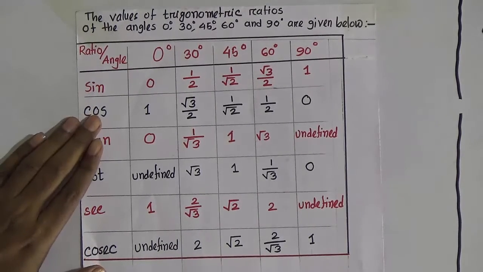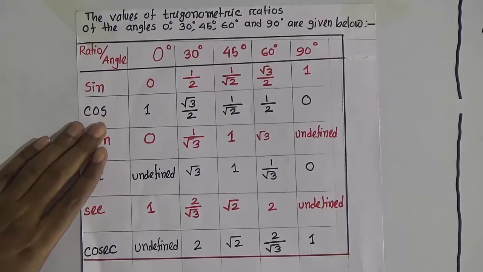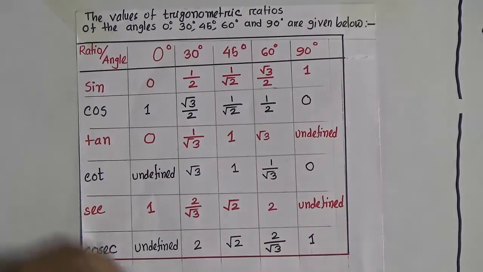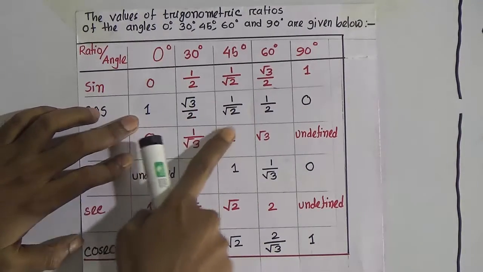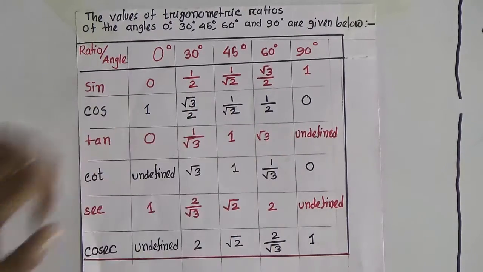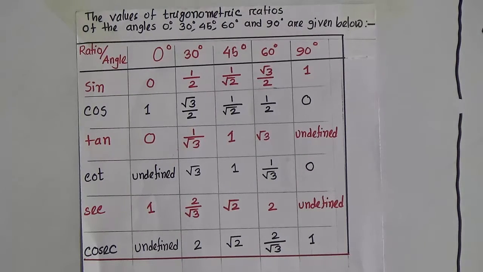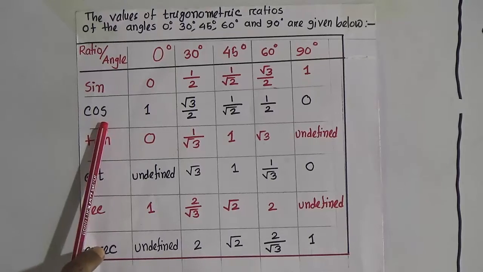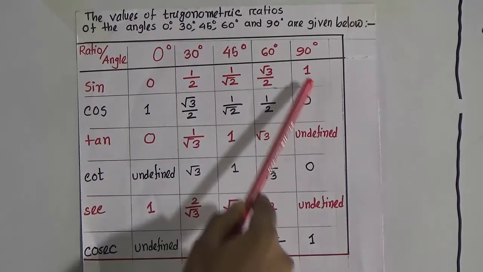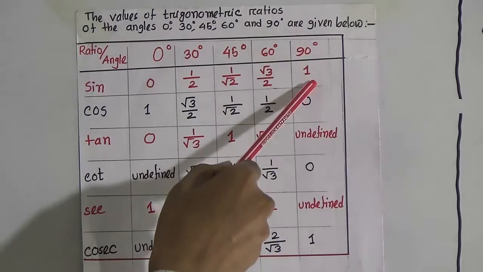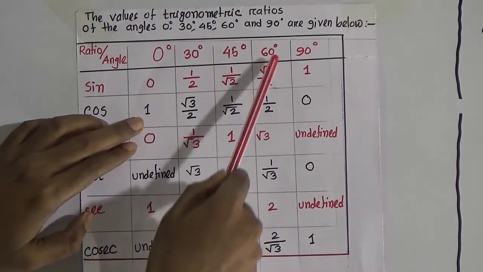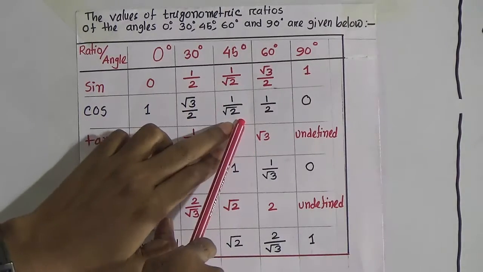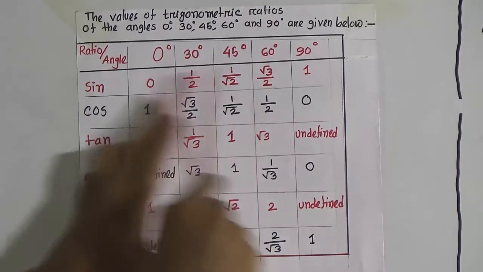Now cos. How can you determine cos? Okay. Look, you write conversely. That means you see 1, right here 1, then root 3 by 2, 1 by root 2, then 1 by 2, 0. Okay, student? I hope you understood. For determination of cos of the angles, you have to write conversely. Okay? 90 degree, sine is equal to 1. Now write for cos conversely: 1, then root 3 by 2, 1 by root 2, 1 by 2, 0. Okay?